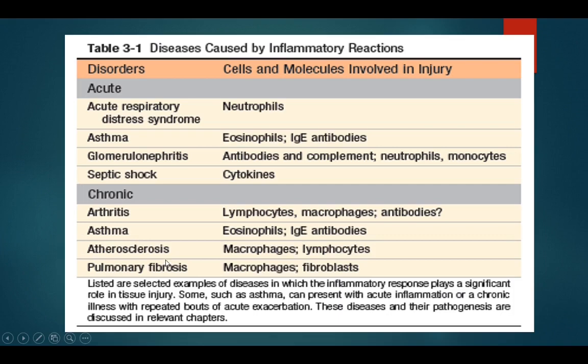And then atherosclerosis is a condition in which there is some micro injury in the vessel walls, which leads to the deposition of cholesterol and fat bodies, inflammatory cells, and even fibroblasts, which leads to occlusion of the vessel. There is narrowing of the lumen, which can lead to cardiac arrest or heart attack, called myocardial infarction. Atherosclerosis can cause this. And pulmonary fibrosis also involves macrophages and fibroblasts.